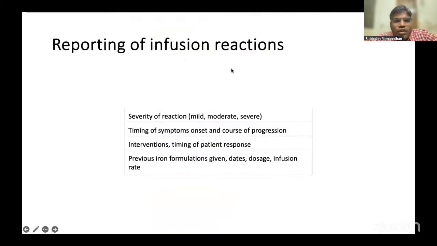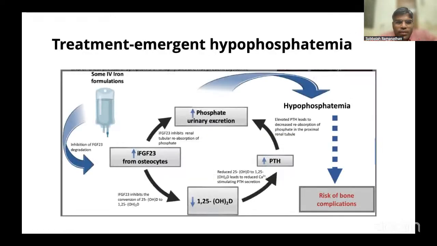And you have to report the infusion reactions, very important, whether mild, moderate, or severe, when it had its onset, how it progressed, what intervention was done, and how the patient responded, all within how much time, are all important. And previous iron formulations given, you have to document in the chart so that those drugs may not be challenged again, along with dose and infusion rate.